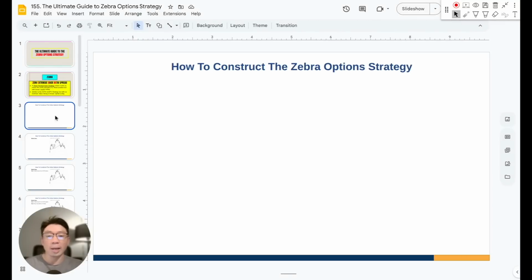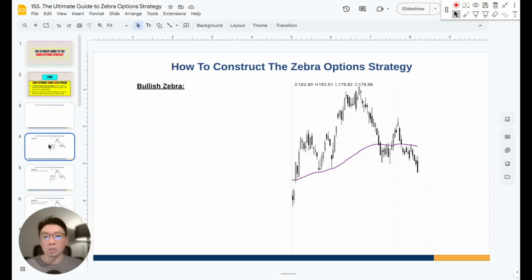So next, let's talk about how you exactly construct the zebra option strategy. For the zebra option strategy, there is the bullish zebra and there's also the bearish zebra. Let's first talk about the bullish zebra. When we are talking about the bullish zebra, we're going to be using call options, and with the bearish zebra, we're going to be using put options.